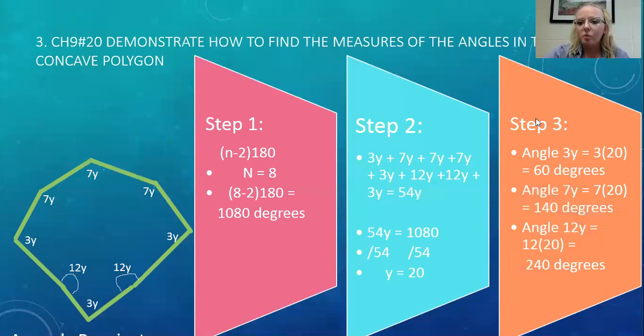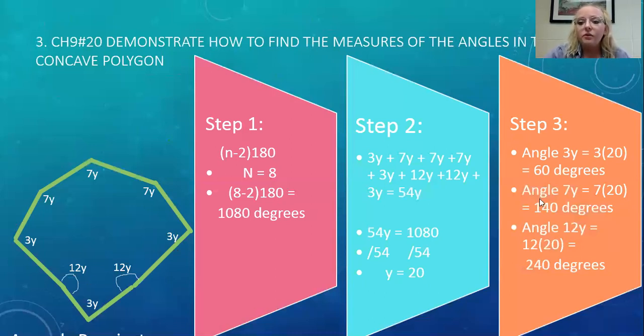Now that we know what y will be, we're going to move to step 3, which is going to be this orange box. And we're going to take the 3y right here, and we're going to plug in our 20 value for y, since we know what it is. So 3 times 20 is 60 degrees. That means every 3y is going to be 60 degrees in measurement.